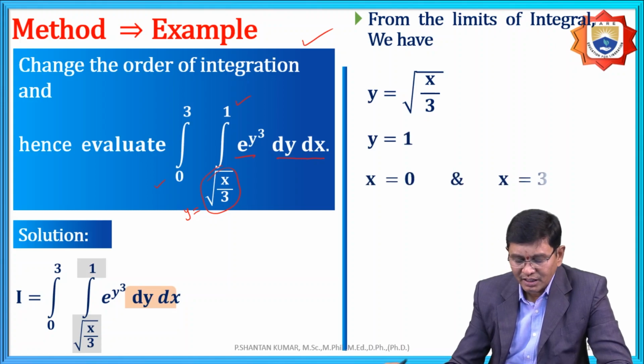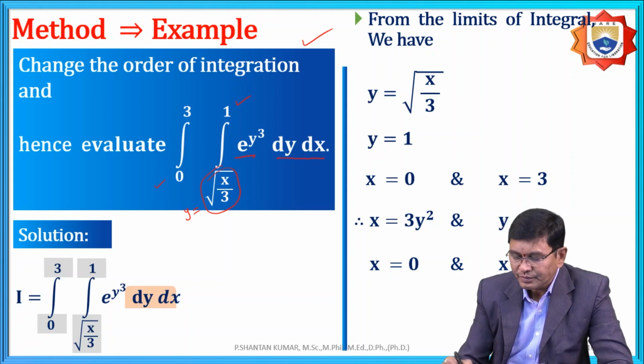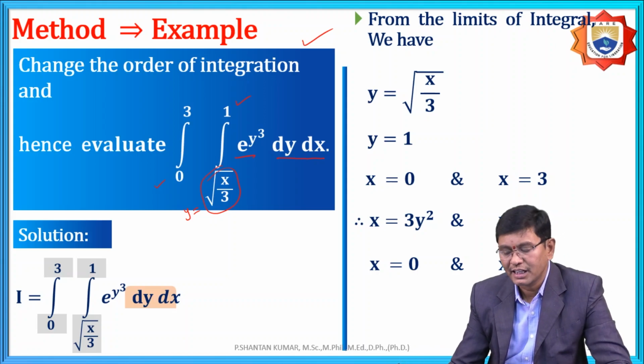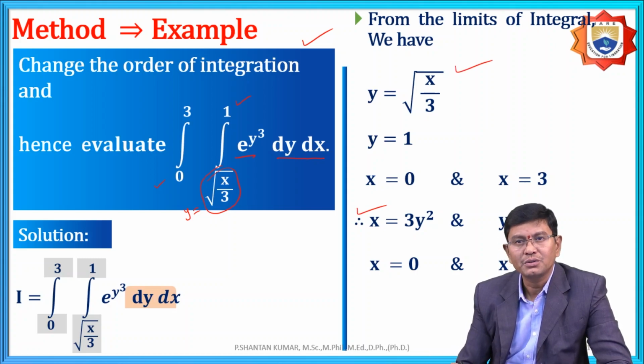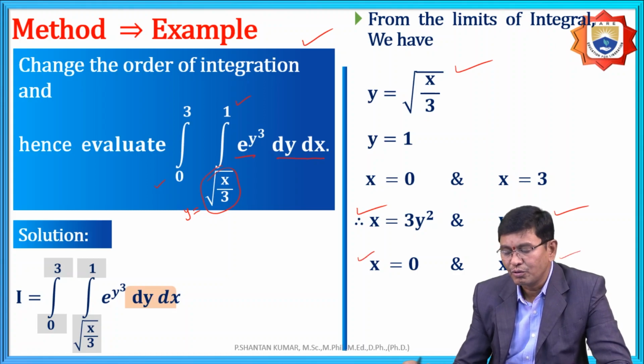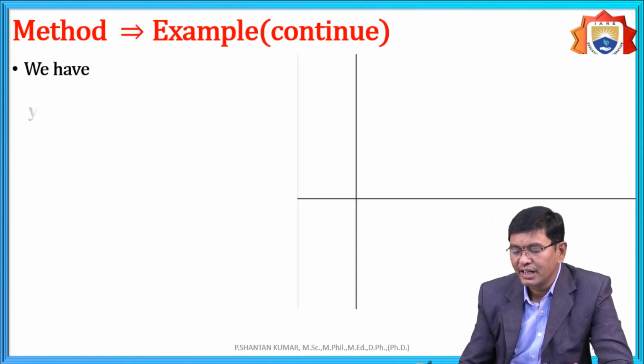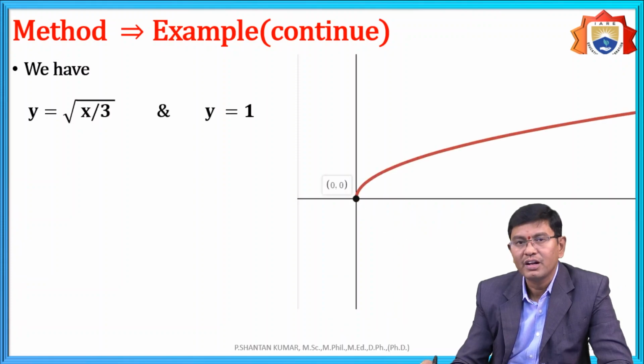And again the other one is x is equal to 0 and x is equal to 3. And it is y square is equal to x by 3, which is nothing but x is equal to 3y square, and y is equal to 1, and x is equal to 0 and x is equal to 3. And based upon these 4 values, while solving, we obtain the diagram, which should clearly be a parabola like this.